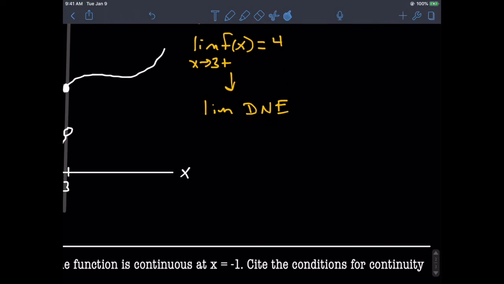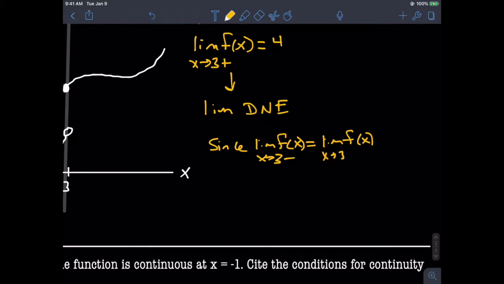And since nothing in math would be complete without some kind of concluding statement, what we have to say is that since the limit of f of x as x approaches 3 from the left, oh, little typo there, does not equal.